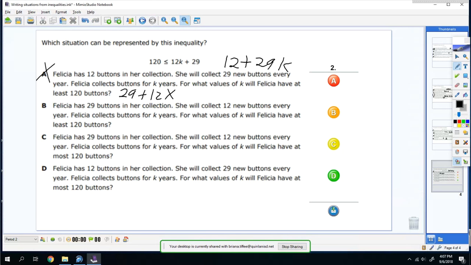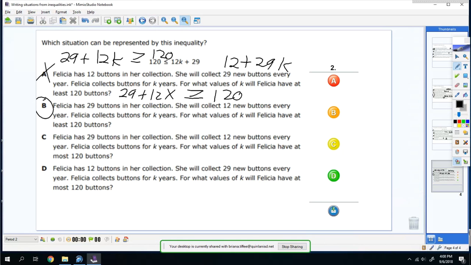Felicia collects buttons for k years. For what values of k will Felicia have at least 120 buttons? So at least will be greater than or equal to 120, which is correct. It is flip-flopped around. So if you always want to rewrite, you can rewrite it like this: 29 plus 12k is greater than or equal to 120. You guys see how it's still eating the correct side?